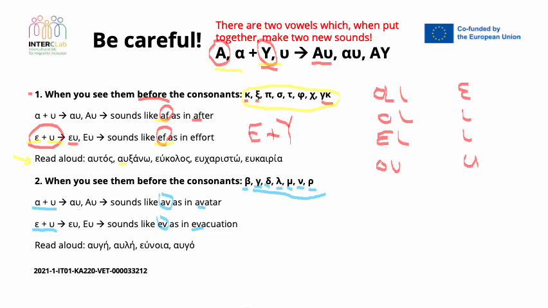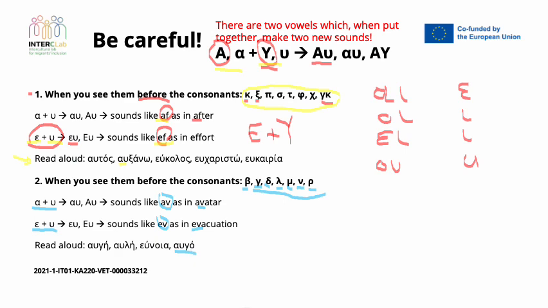Some words to show you the difference are αυγή, αυγή. Αυγή is the break of dawn, the light that comes right before the sunrise. Αυλή, αυλή is the yard, the garden. Εύνοια, that's a difficult one. Εύνοια and αυγό, αυγό, which is an egg.